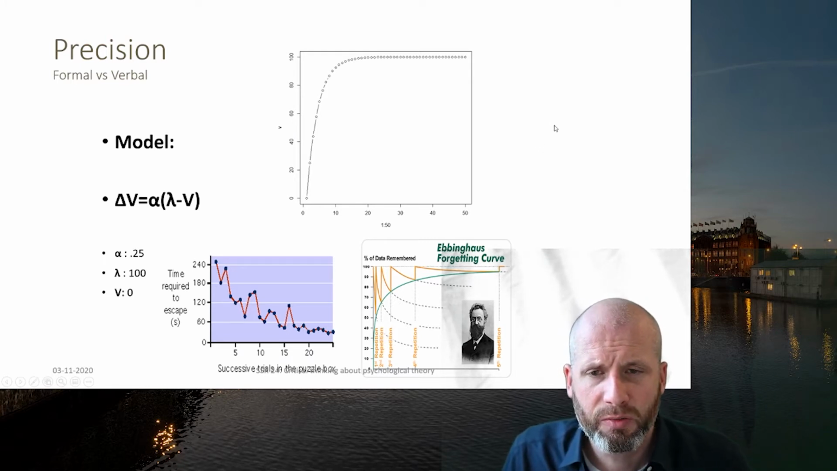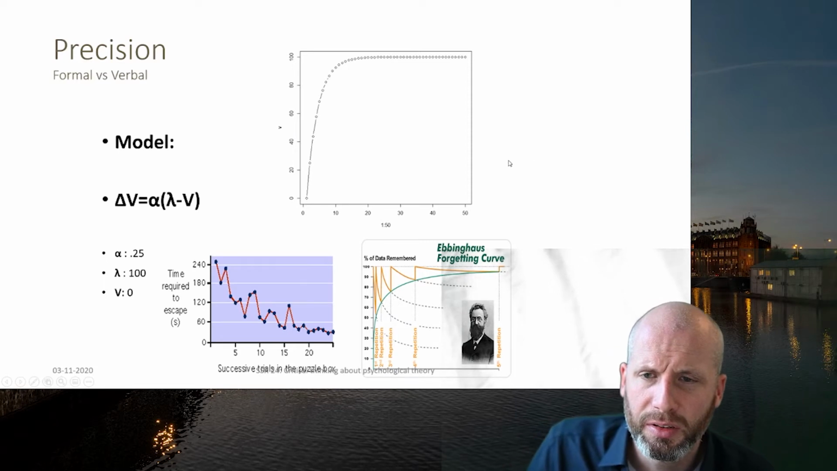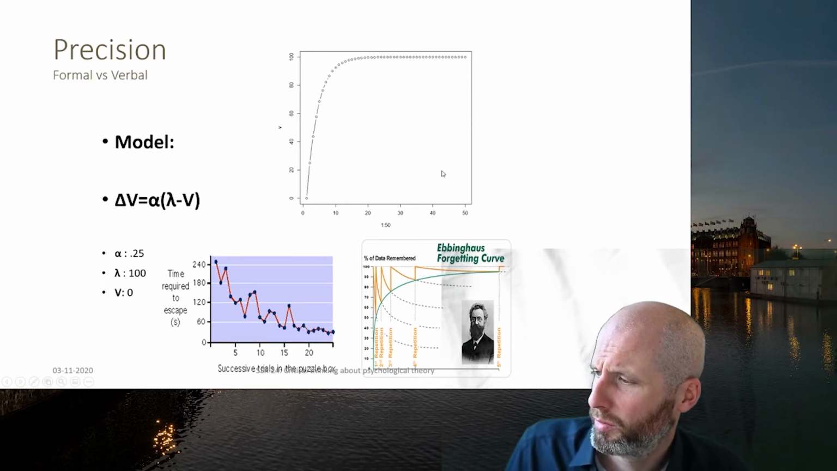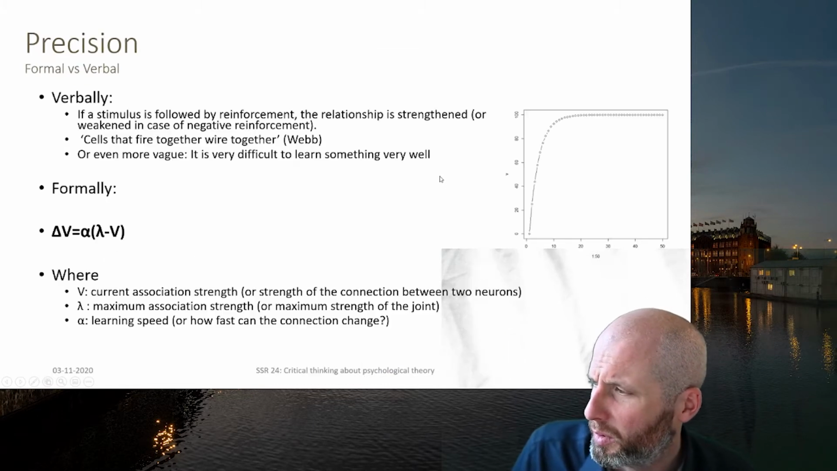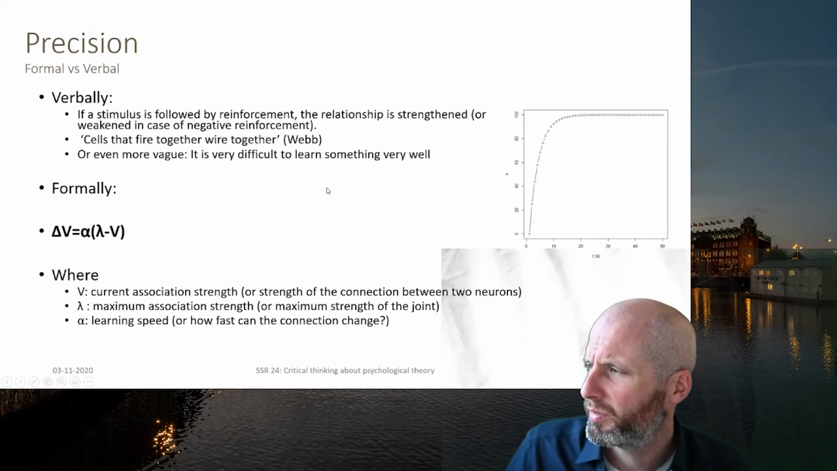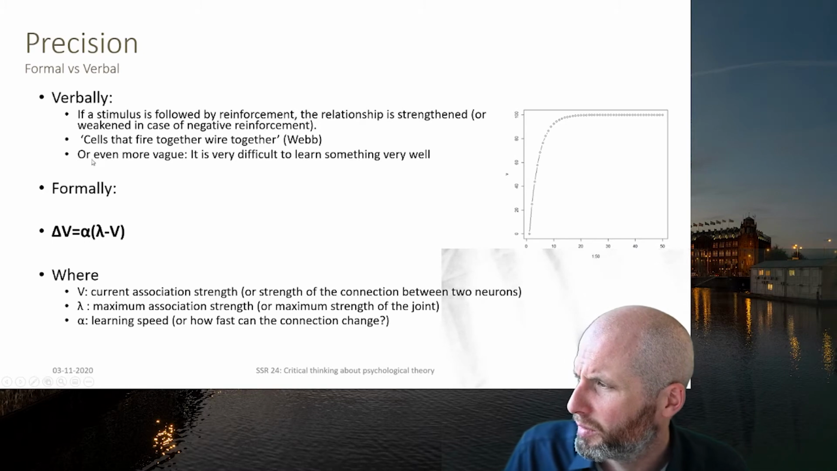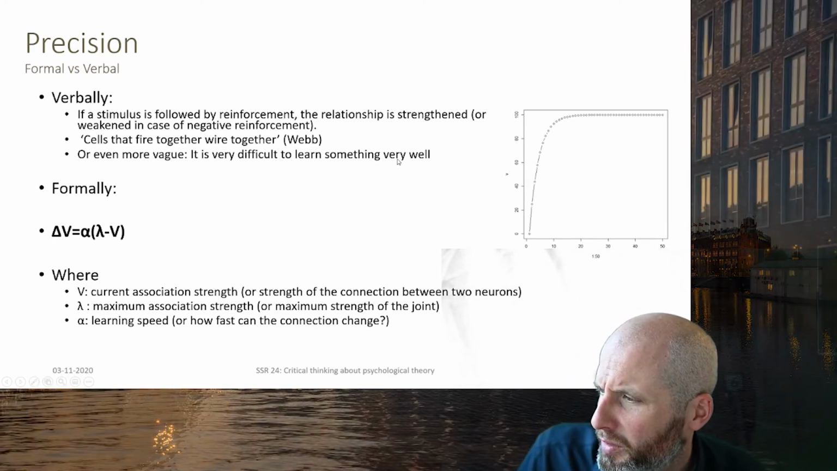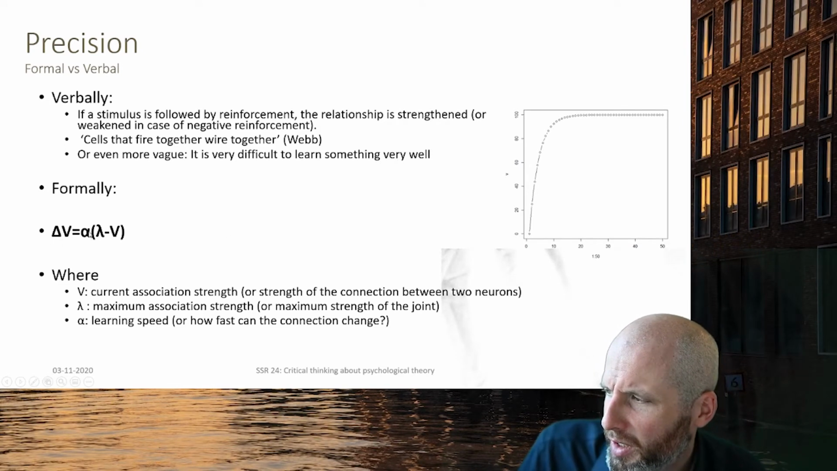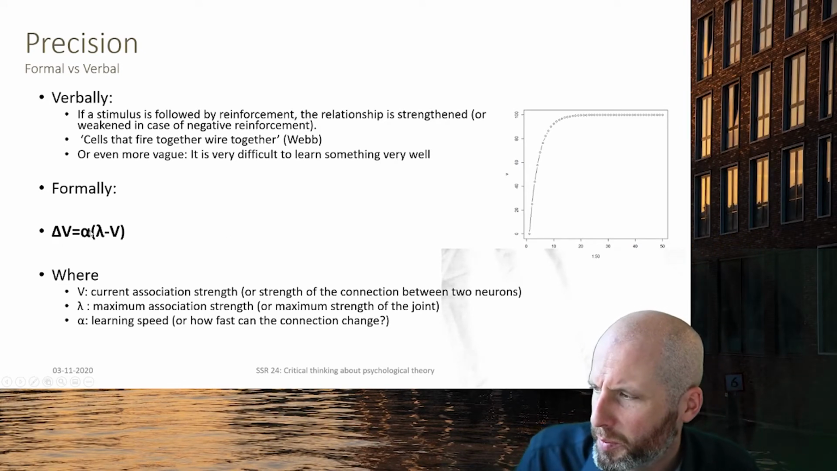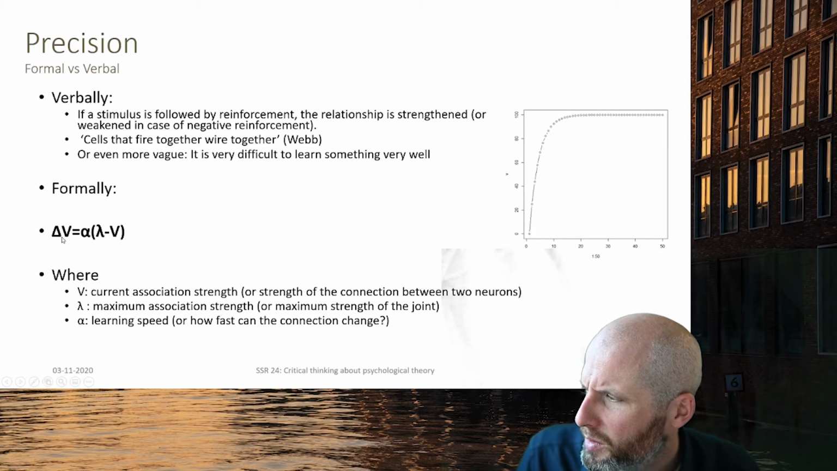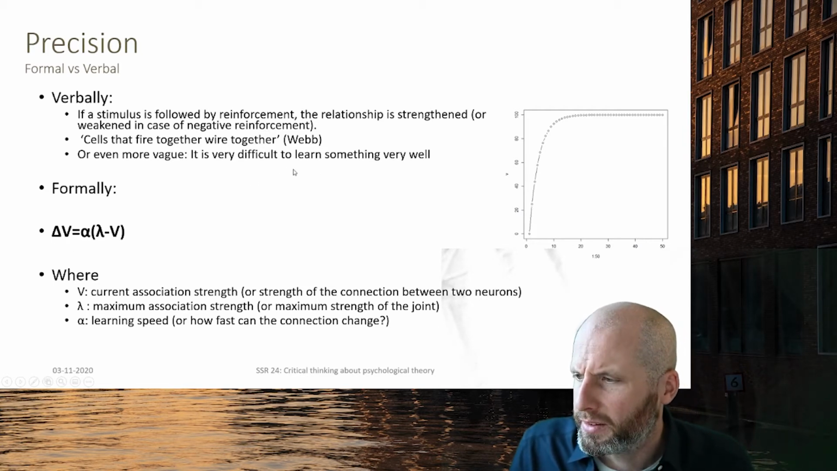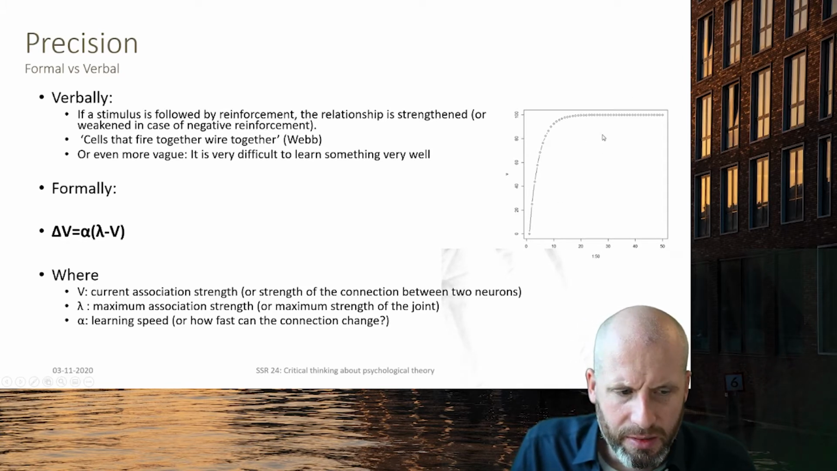So you could say that the descriptive adequacy of this formal model is quite good. And if I were then to ask you, for example, we have two different models. Let's say I pick one of these more vague verbal models: it's very difficult to learn something very well. And I have the formal version, right? The more precise description of how association strength changes over repetition. And I look at the data. Let's just assume that this is the data.